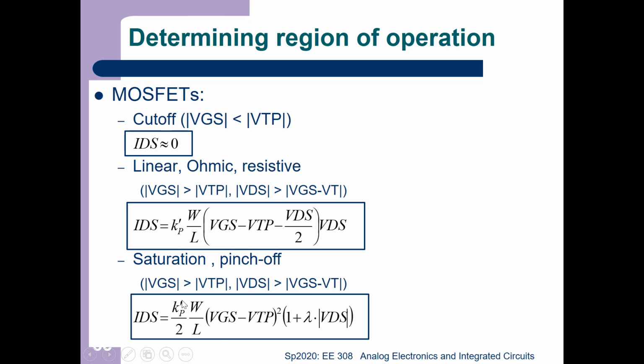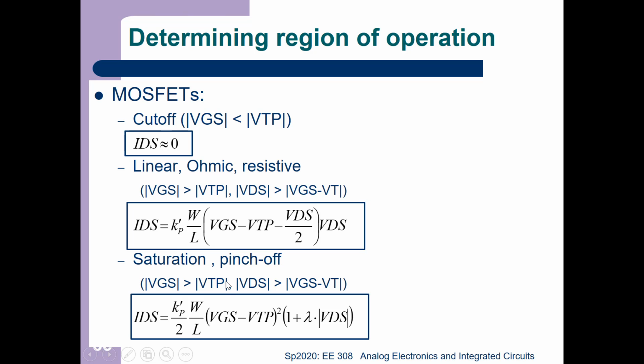To use this equation, you need the value of Kp, you need the value of VTP, and you need the value of lambda. While you're operating this, VGS and VDS will change. Those have to do with how you have the circuit set up, but are not intrinsic to the transistor. But lambda, VT, and K prime are intrinsic to the transistor.